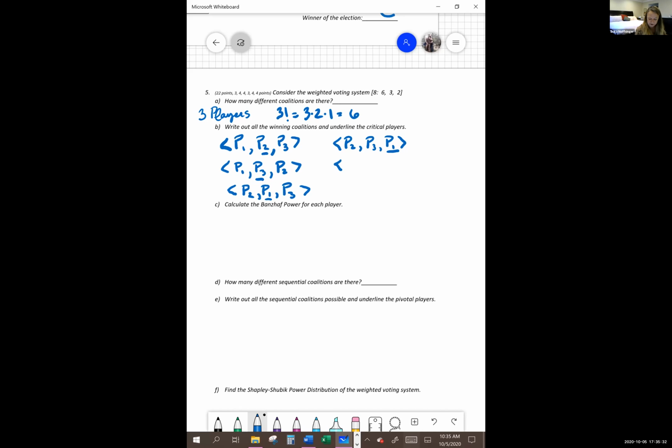And then player 3, that could have been the first person. Player 3 and then player 1. Player 3 is 2 plus player 1, which is 6. That's 8. That's all they need. And player 1 would be critical. Then we have player 3, player 2, player 1. 3 and 2 together, we saw before, did not work. And so player 1 is critical.